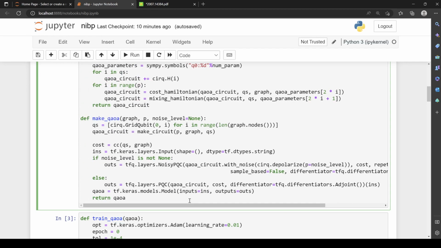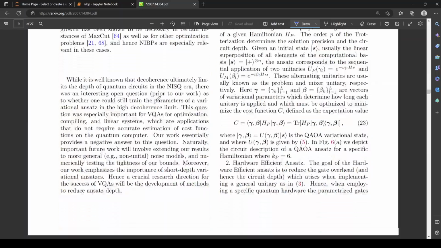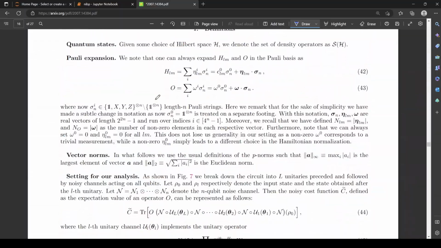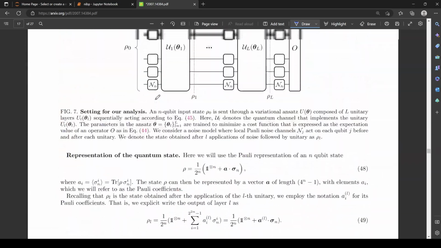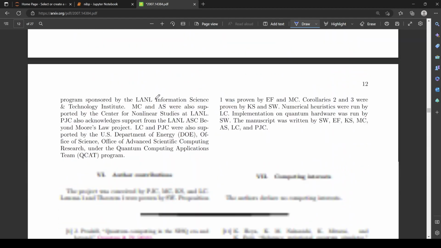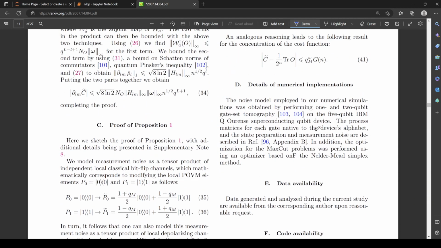The first thing I'll note right away is that this model of noise is in fact different from what's used in the paper. If we scroll all the way down, oh, this is different. I was looking at the Nature version before. Let me bring that one up. That'll be easier to compare to. Oh, actually, it's right here.